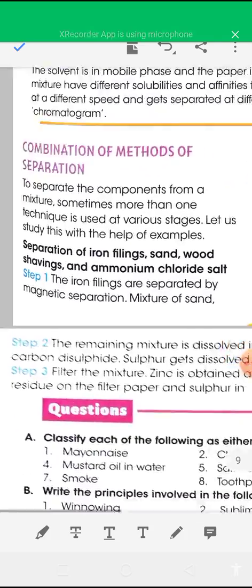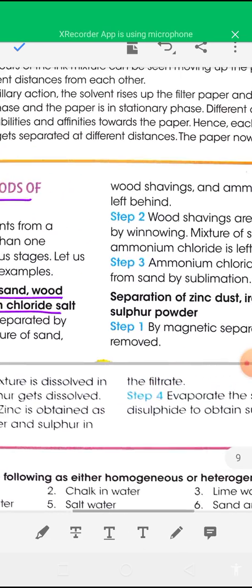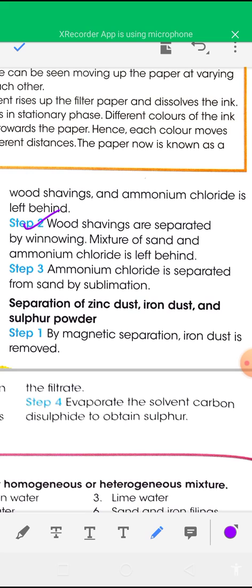The last topic is the combination method of separation. How to separate a mixture of different substances using a combination method. Suppose you have a mixture of iron filings, sand, wood shavings and ammonium chloride. First, iron filings are separated by magnetic separation using a magnet. The mixture of sand, wood shavings and ammonium chloride is left behind. In the second step, wood shavings are separated by winnowing. In the third step, ammonium chloride is separated from sand by sublimation, because ammonium chloride can sublime.